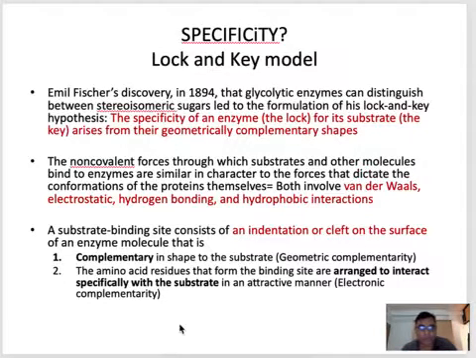How is this achieved? The amino acid residues that form the binding site are arranged to interact specifically with the substrate in an attractive manner, that is electronic complementarity. So the substrate binding site of the enzyme can usually show these two types of complementarity: geometric complementarity or electronic complementarity.